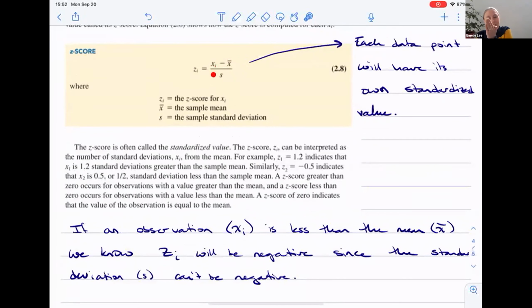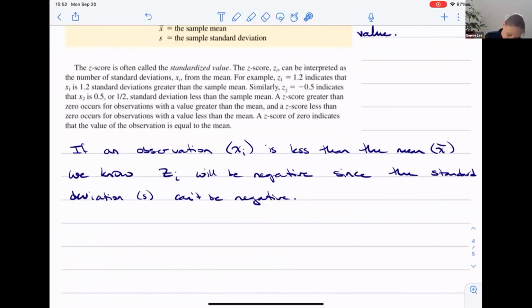Whereas if xi is above the mean, now imagine a value larger than our pretend x bar. I think I made it 4 or something like that. How about we do 6? 6 minus 4 makes a positive number. So now I'm getting a positive value. So negative values mean that the observation is less than the mean. Positive values mean that they're above the mean. And then the actual magnitude of the z tells us how many standard deviations away it is.